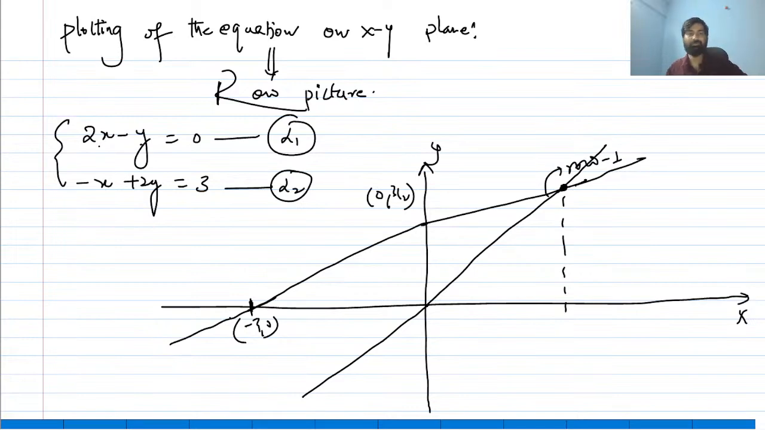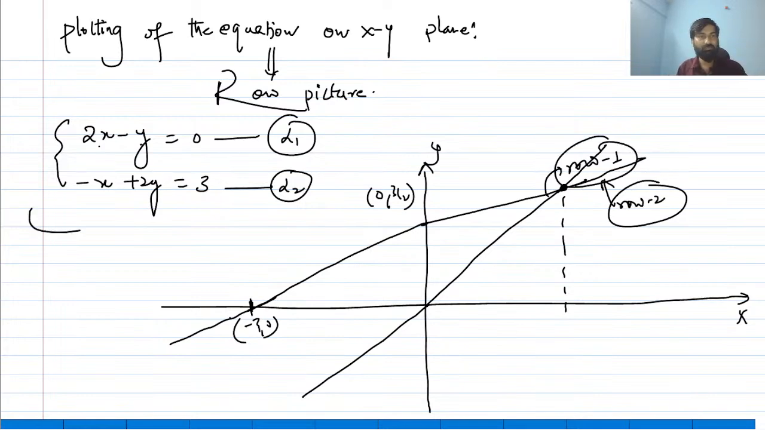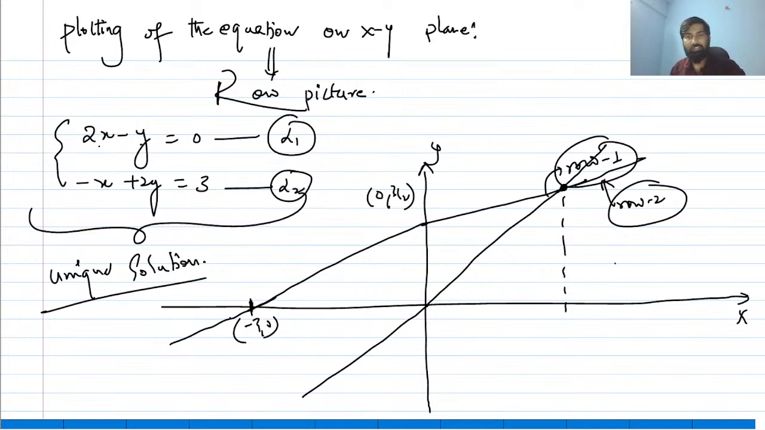Okay guys, I believe this is fine for you. So if they are intersecting each other, what will you get? This is row number 2. If two lines intersect at one point, it means you will get a unique solution. Okay, so this is the solution point, you can say. This is the solution point where two equations are intersecting, right?